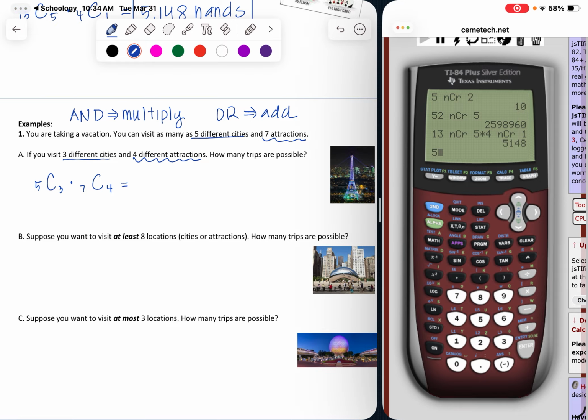So 5, combinations, I'm going to go math. And then after this, I'm going to stop typing it in the calculator for the length of the video. All right, you can type them in yourself. I have an answer key already out here. 7, math, probability, combinations option number 3, choose 4. Hit enter, and there's 350 different trips you can go on.